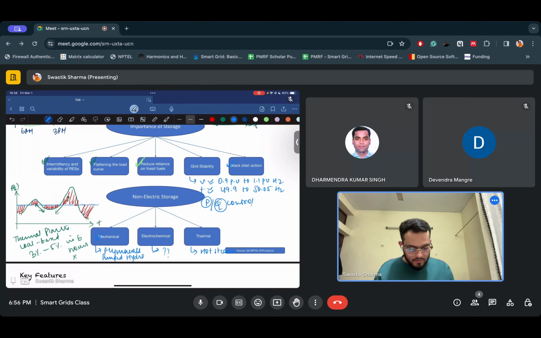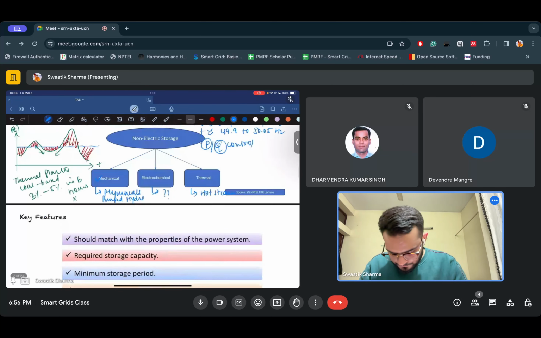Okay, so yeah, where was I? So we can store this energy in the increased temperature of water or steam, right? And use it for later purposes.